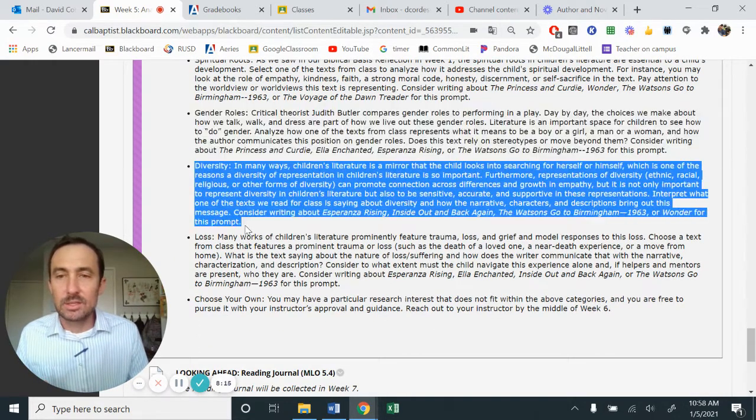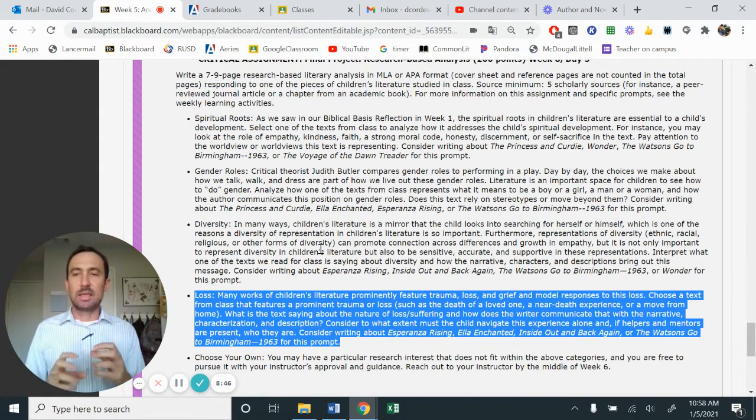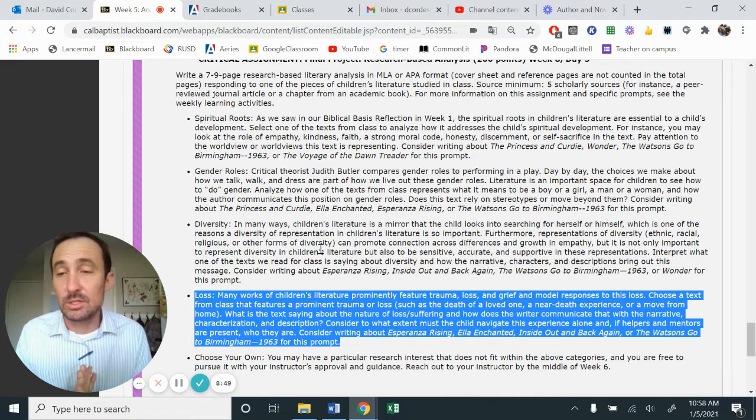Diversity, looking at the cultural richness of children's literature and how is it being presented? How do Esperanza Rising, Inside Out, and Back Again, The Watsons Go to Birmingham, how do they reflect an authentic and real culture for our readers? Okay. Maybe there's the theme of loss, losing someone, trauma, a major event, some sort of catastrophe. What is that like in a story? You guys can kind of begin to piece things together and select something that's interesting to you.